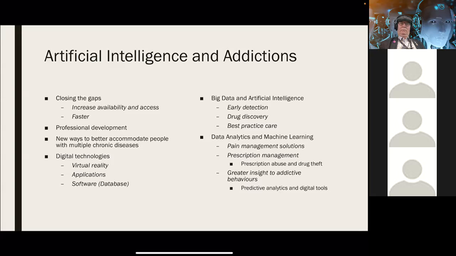So big data and artificial intelligence can contribute to early detection of addictions as a preventative measure. New drug discovery can aid in medication-assisted treatment. And the research that comes out from big data and artificial intelligence supports care providers in what the best practice of care looks like.